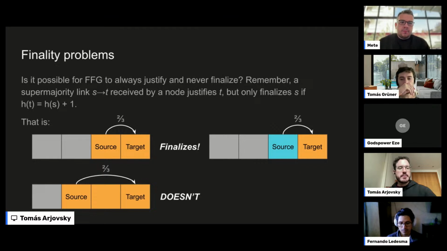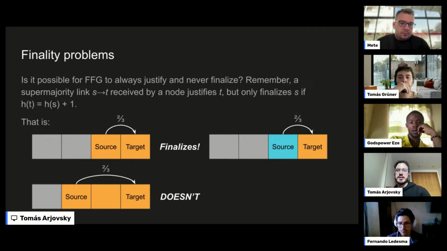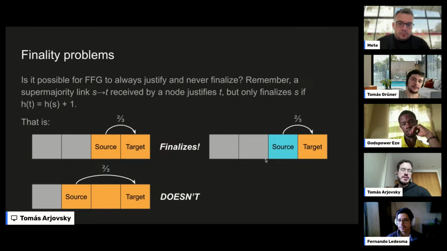And one of the important things about this is that that's not the only condition. There's a second condition, which is that to finalize something, we also need the source and target checkpoints to be consecutive, right? So these are the two possible scenarios that I can have. The first one is where the source and the target are consecutive, and there's a supermajority link, and that's why I have 2/3 here. And then this finalizes. I will use this light blue color as a finalized epoch, right?